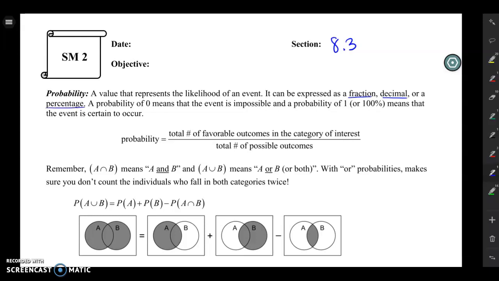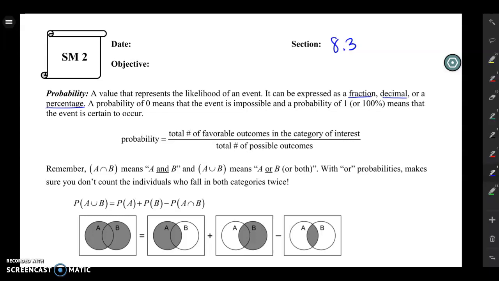If the probability is 0, it means that there's literally no way the event could happen. If the probability is 1 or 100%, it means that the event is definitely going to happen. So the bigger the number you get with your probability, the more likely it is to happen. The way you calculate probability is you create a fraction where it's the total number of favorable outcomes, or the total number of things that you care about happening, over the total number of possible outcomes. We're going to take a look at a lot of examples of probability in just a minute.